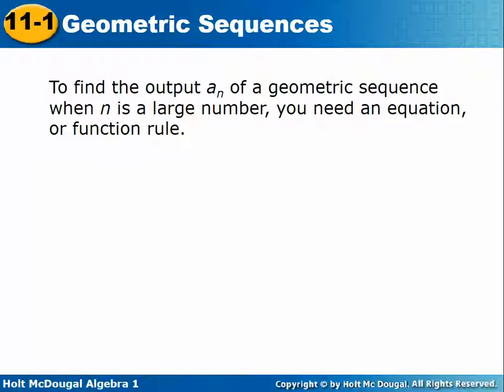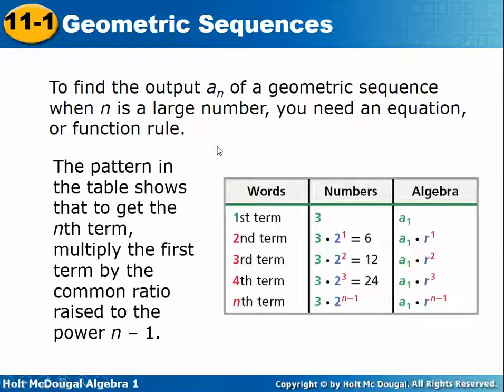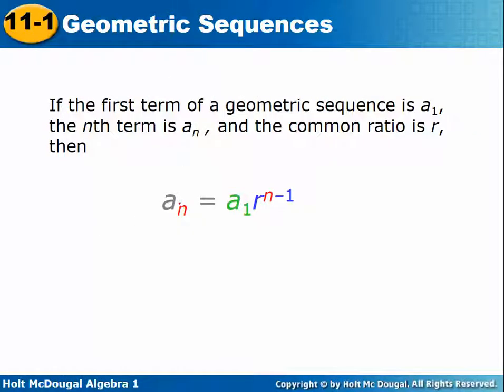If you want to find a large term, like let's say you want to find the 100th term, we don't want to keep multiplying by the common ratio. To do that, it would take us forever. So this table shows how they figured out a way to figure out what the rule is to get to any term we want. And it turns out that this is the rule that they found would work. This means that a sub n, whatever term you're looking for, will be the first term, that's what a sub 1 is, times the ratio raised to the n minus 1 power. So you have to subtract 1 from the term you're looking for.